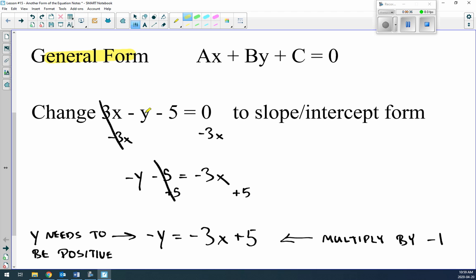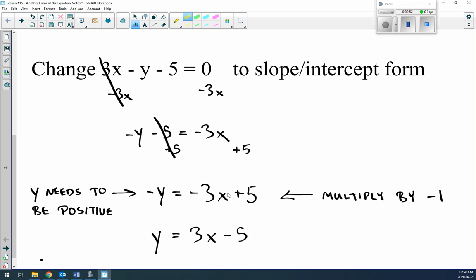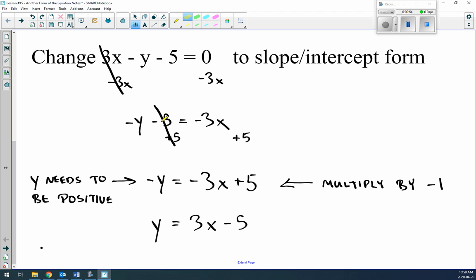So 3x minus y minus 5 equals 0. First thing we're going to do, we're going to get rid of the positive 3x. To get rid of the positive 3x, we subtract 3x from both sides, and that'll move it to the other side. So we end up with negative y minus 5 equals negative 3x. Okay, getting better. Now we have to get y by itself, so we have a negative 5 there. How do we get rid of that negative 5? Well, we add 5 to both sides. So we add 5, those are gone. So we end up with negative y equals negative 3x plus 5.